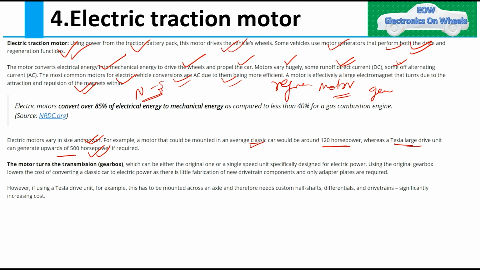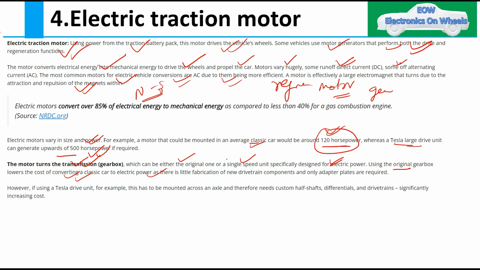So generally one particular vehicle would be around 120, but as I gave you the example of Tesla, Tesla can generate up to 500 horsepower if required through the inverter which we have used. The motor turns the transmission or gearbox. Here we are using only a single gear type, because we are not required to use more. It can be either the original one or a single speed unit specifically designed for electric power.